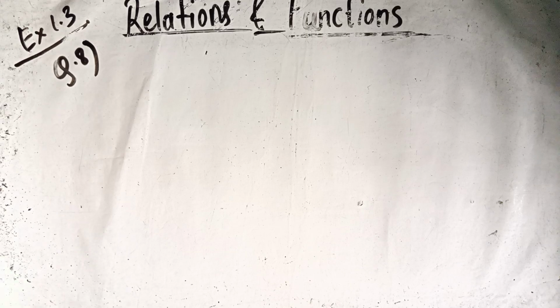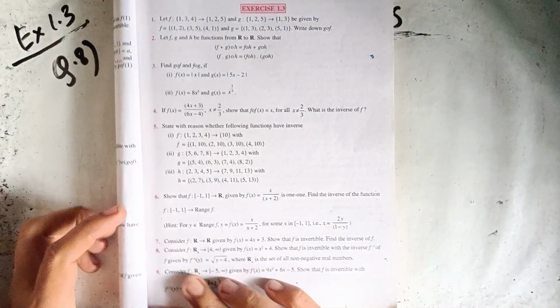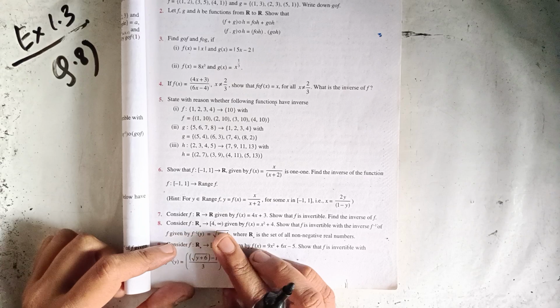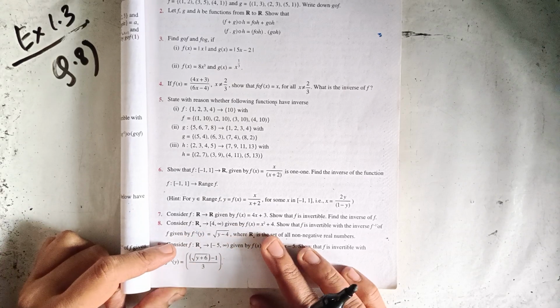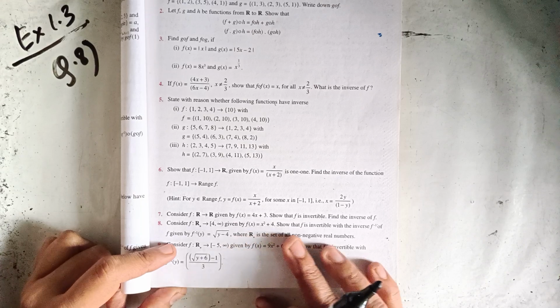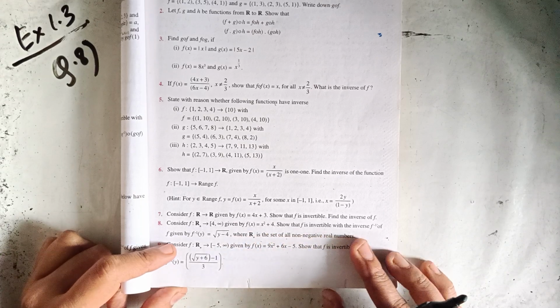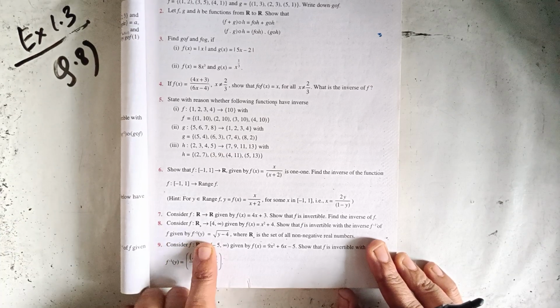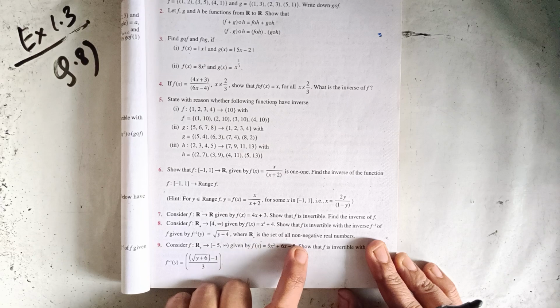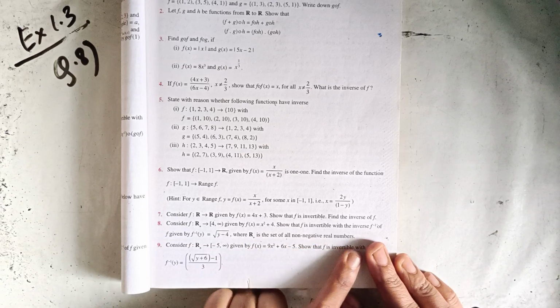Next question, question 8. Consider f from R plus to 4 to infinity given by f of x equal to x square plus 4. Show that f is invertible with the inverse of f given by this, where R plus is the set of all non-negative real numbers.